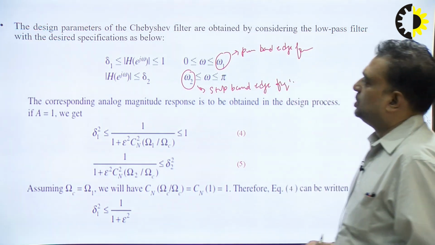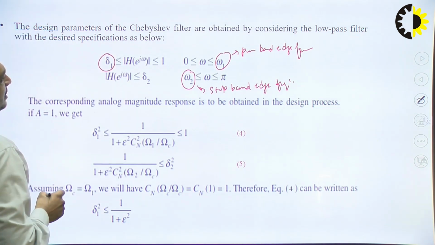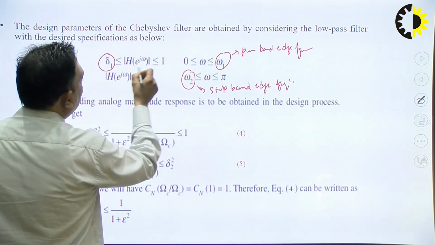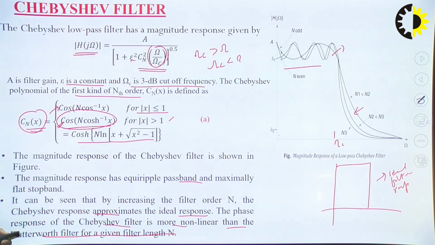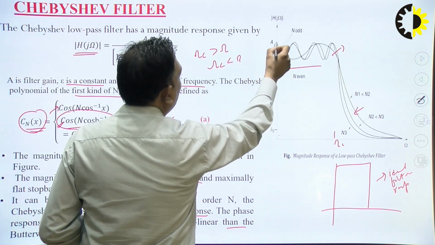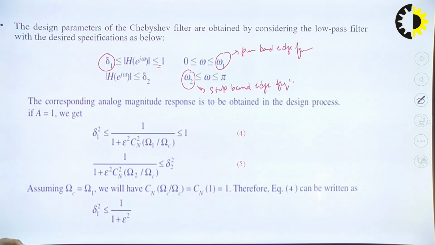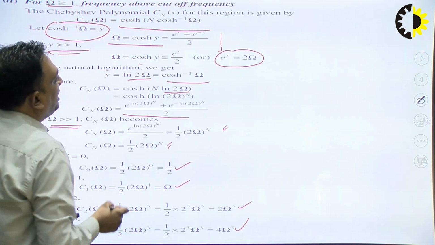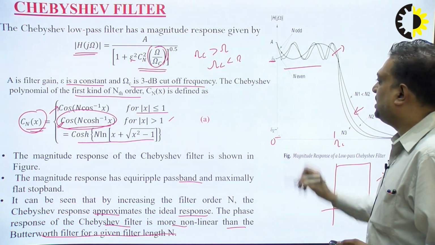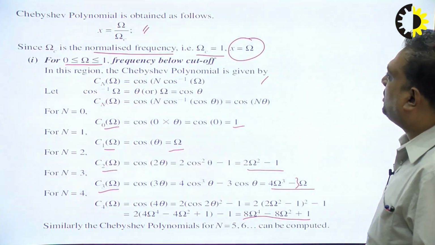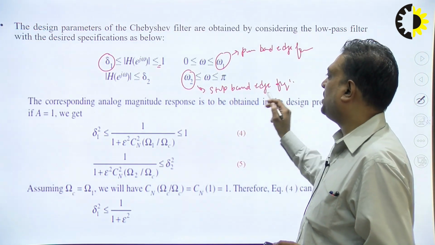Okay, so you can see here this is the magnitude. Delta 1 means the passband magnitude is lying between delta 1 and 1, and you can see delta 1 value is this value. So the magnitude in the passband is varying between delta 1 and 1. And the value in the stopband is between 0 and delta 2. This is the stopband specification, because omega 2 is the stopband edge frequency.